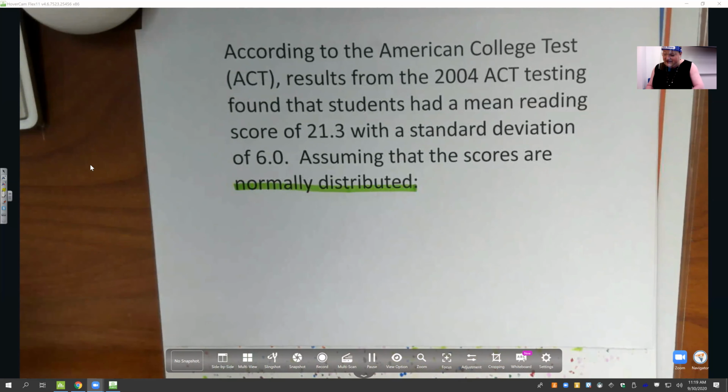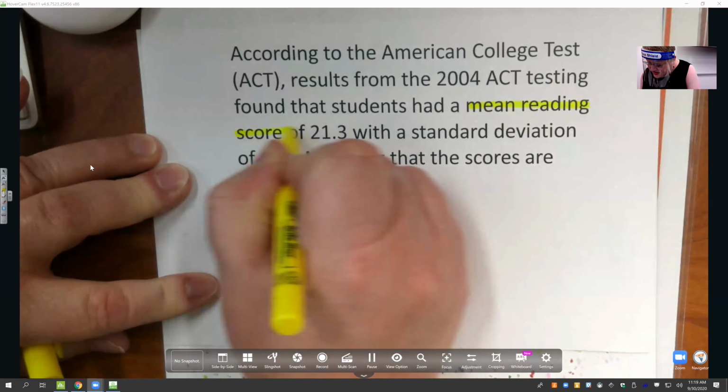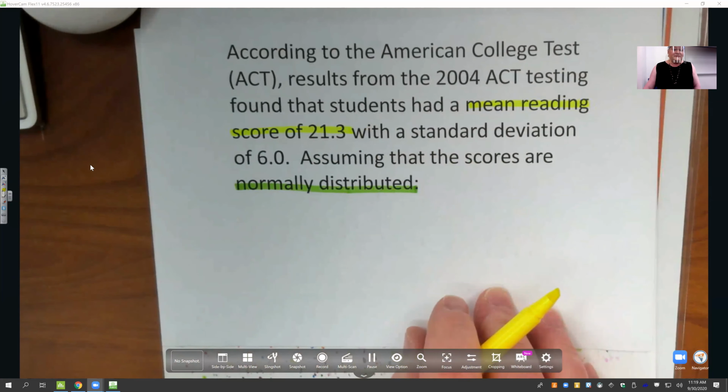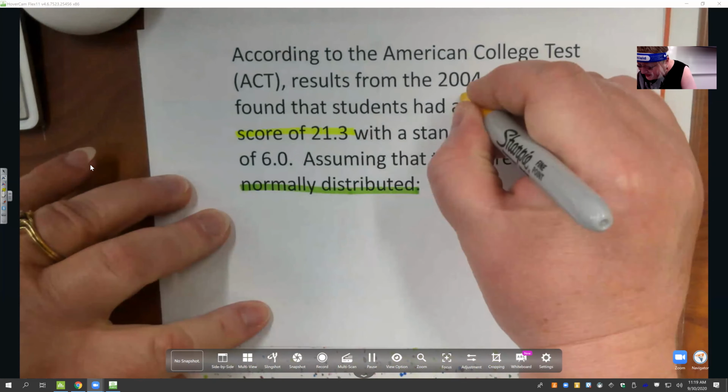Second, you have to know the mean of the distribution. Now, it doesn't specifically say here, but this is actually the population mean.